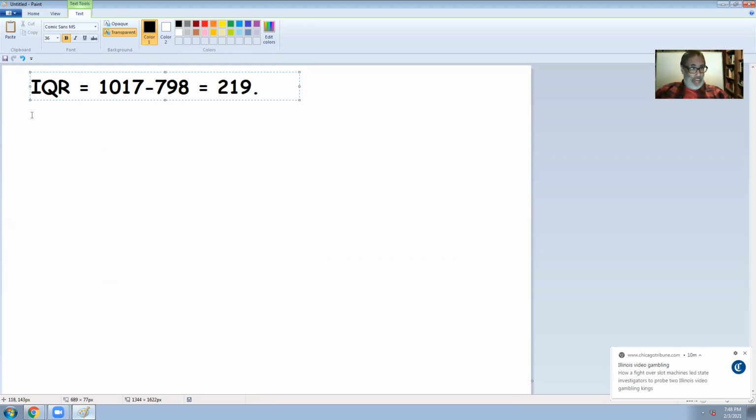Now, 1.5 times the interquartile range by our formula there, that's going to equal, well, 219 times 1.5, using my calculator, is, let's see here. Oh, I screwed that up. And I get 328.5.